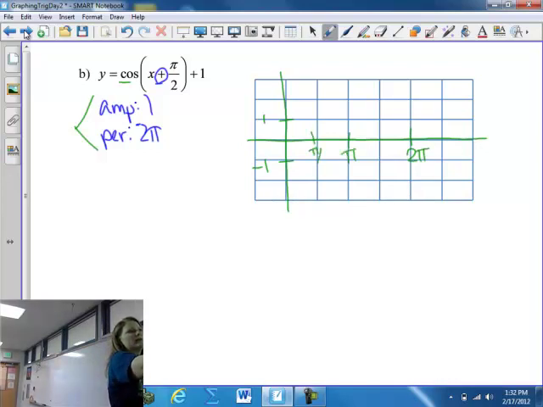Pi over 2. And 3 pi over 2. Just blame the board. Okay, so here's my 5 dots. Cosine starts at 1. And we have our modified parent, we call it. Okay? All we're going to do to this is now we're going to go back and identify.